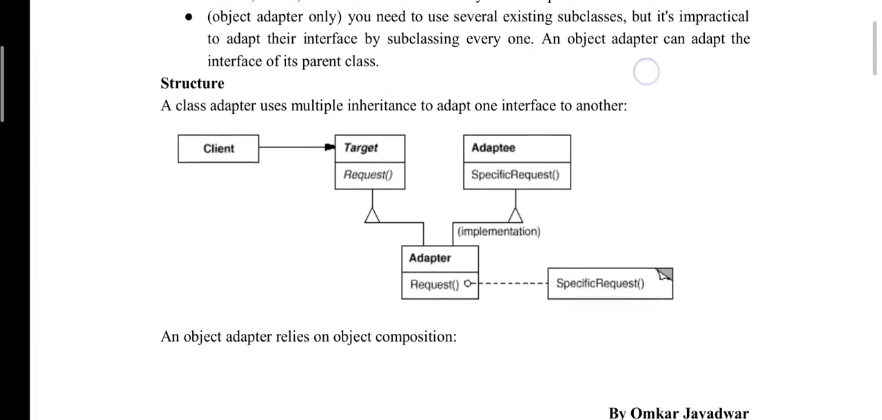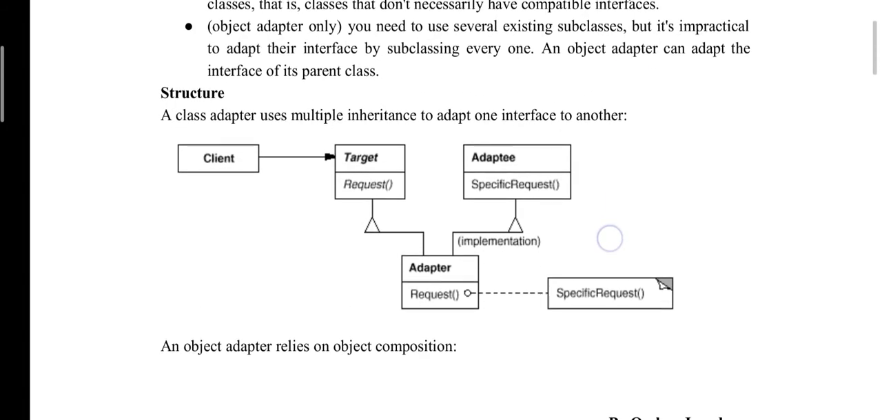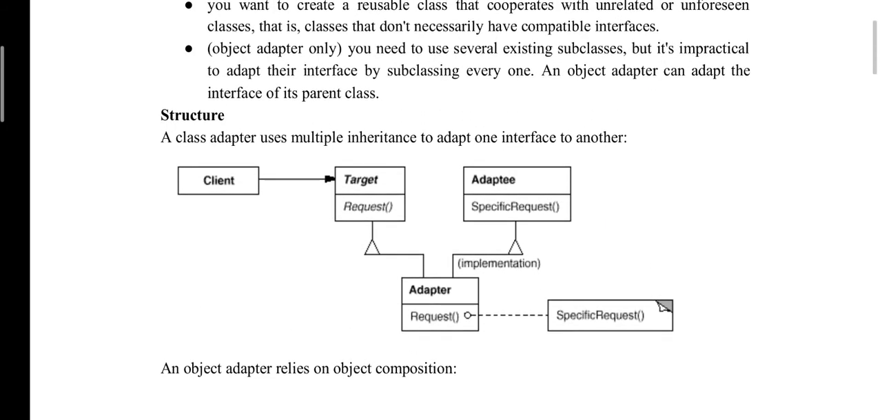What is next is about the structure. Here we will see what is the structure of the adapter design pattern. In this structure we have different classes. The first one is the client, the second class is the target, third one is the adaptee, and last one is the adapter.